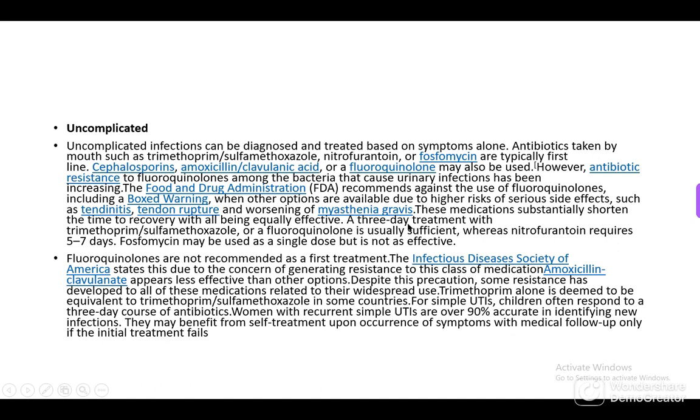Remember, these are the important things to remember if you can. The fluoroquinolones are not recommended as a first treatment. This is very important. The first treatment is this. Second line is this. The third line may be a possibility, or other antibiotics can be used, not like the first line. The fluoroquinolones are the third line management. Remember this point. This is very important to understand.